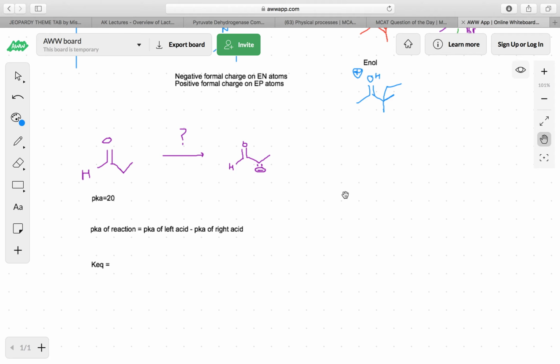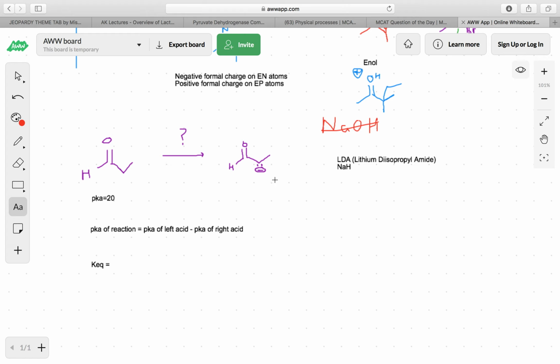Because of this, I need a very strong base to drive the reaction. So in reality, when I used NaOH, that was incorrect. I was just trying to make a point. You can't use a relatively weak base like NaOH. You want to use something stronger. The ones that we usually use for single carbonyls are either LDA, which is lithium diisopropylamide, or NaH, sodium hydride.